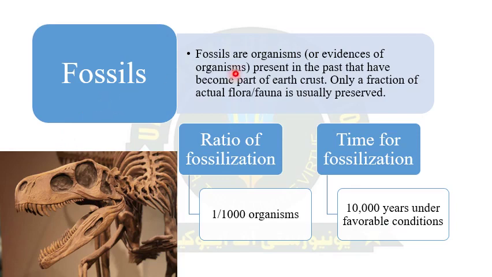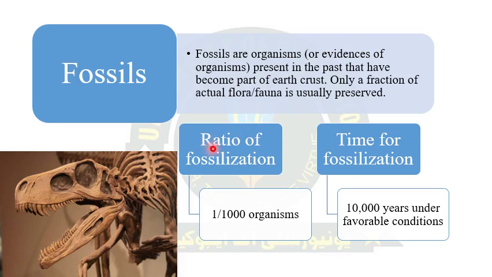So fossils can be defined as organisms or evidences of organisms present in the past that have become part of earth crust. Only a fraction of actual flora or fauna is usually preserved. So fossils are actually not complete body parts. These are the remnants of the body parts which were preserved in the earth crust in the past times. So these can be full body parts, or some parts of the body of the organisms which were present in the past.